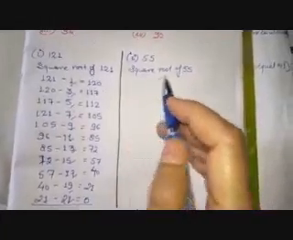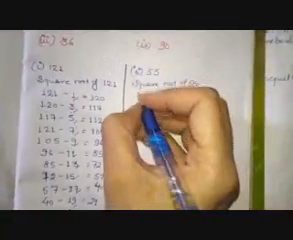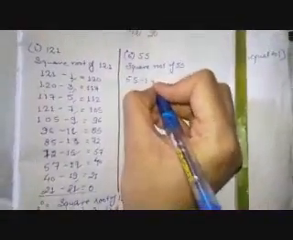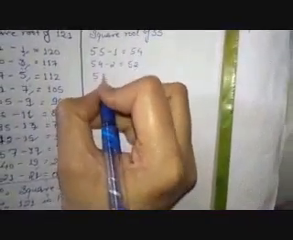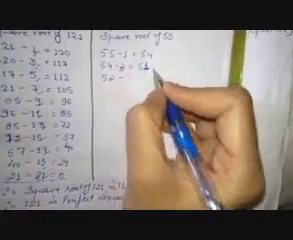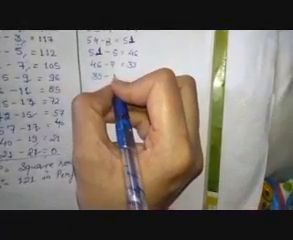Here I have another number, which is 55. I will do it in the same manner as I did question number 1. 55 minus 1 is equal to 54. 54 minus 3 is equal to 51. 51 minus 5 is equal to 46. 46 minus 7, it will be 39. 39 minus 9, it will be 30. 30 minus 11, I am going to get 19.